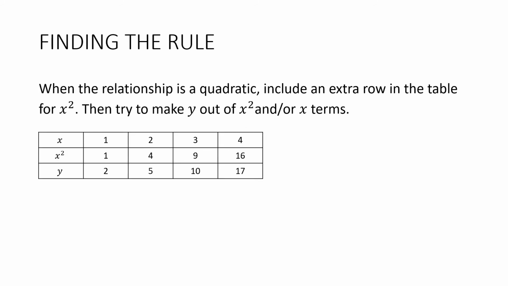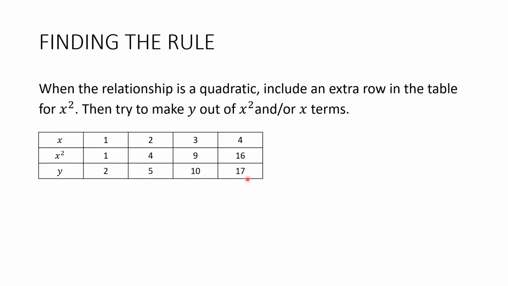But we can find the rule for a quadratic relationship too. And a good trick is to include an extra row in the table for x squared. Then what you try and do is make y out of x squared or x terms or other numbers. Let's have a look. Here I've got 1, 2, 3, 4. Here's x squared, 1, 4, 9, 16. And here's y, 2, 5, 10, 17.